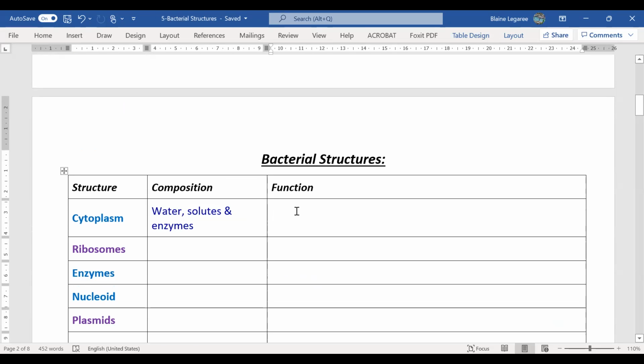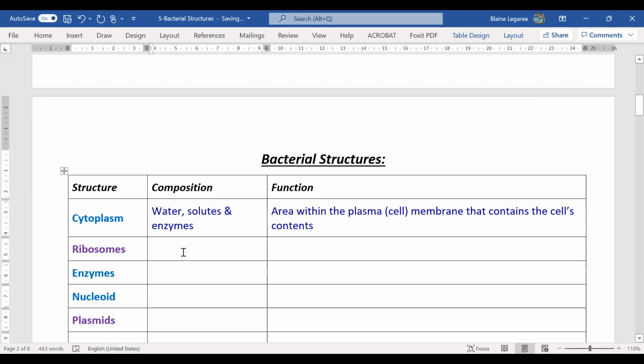So this is the area within the plasma membrane, which really just means cell membrane. It contains the cell's contents, including the solutes and the enzymes and things like that.